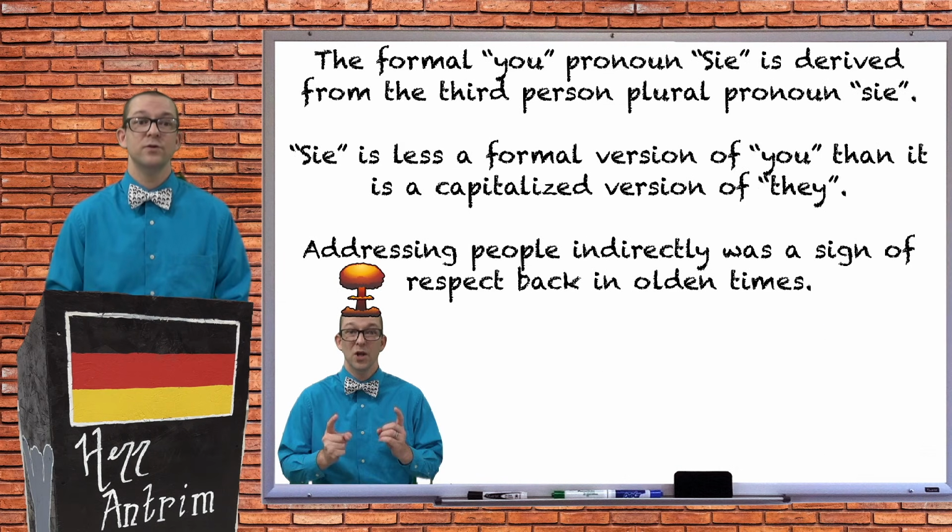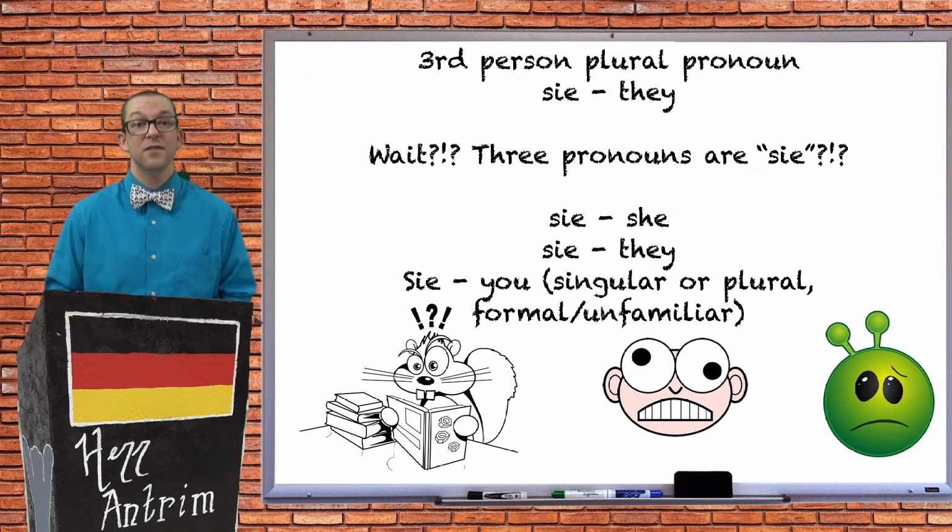The pronoun that is now used as the formal you in German is actually derived from the third person plural sie, which is they in English. This comes from the idea that if you were to show someone respect back in the olden days, you shouldn't address them directly at all, which means that Sie is less a formal version of you than a capitalized version of they. This also explains the reason why sie and Sie are always the same on these charts, and they always take the same form of the verb.